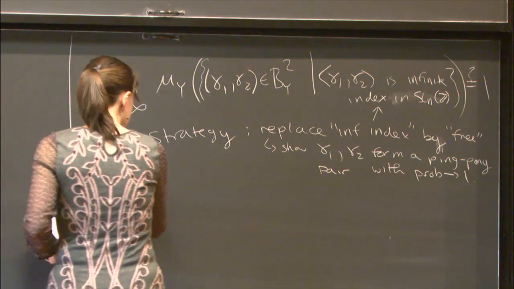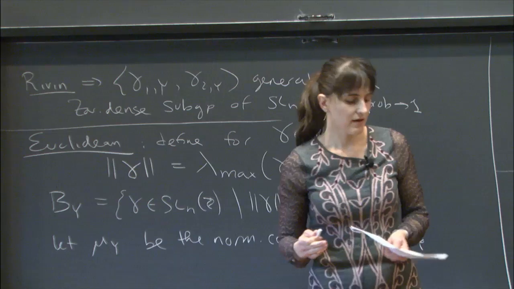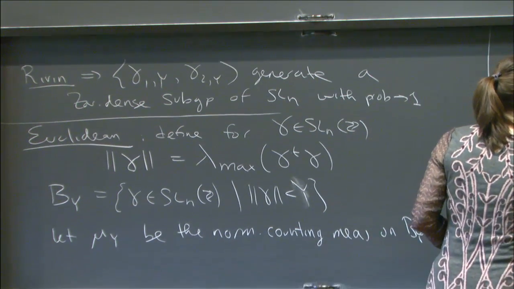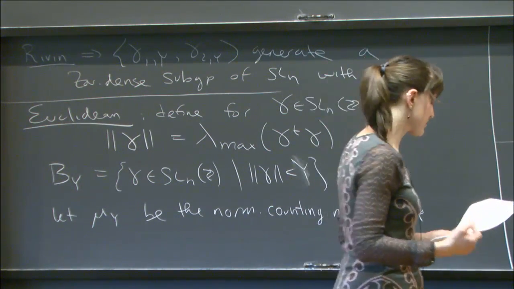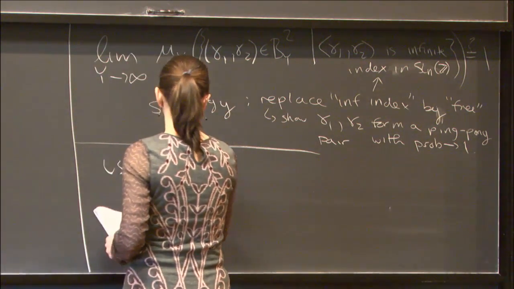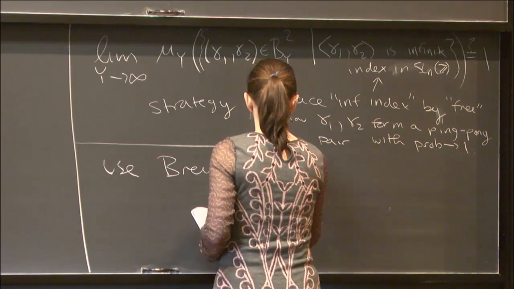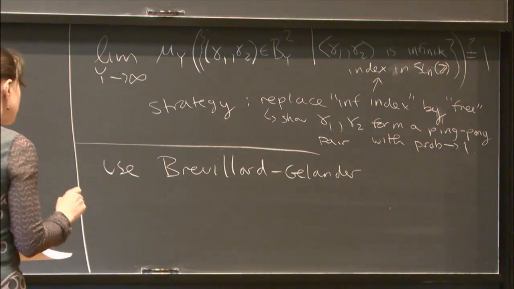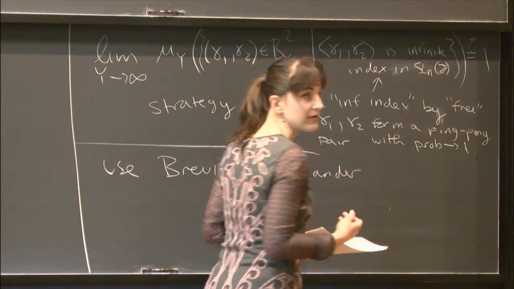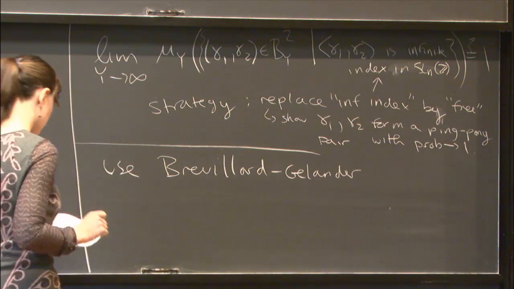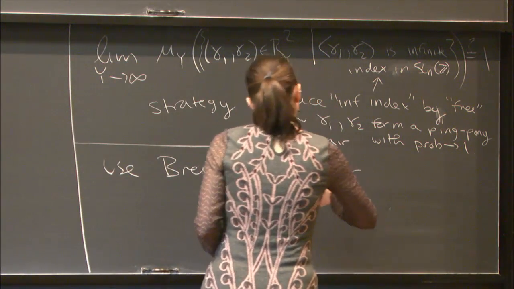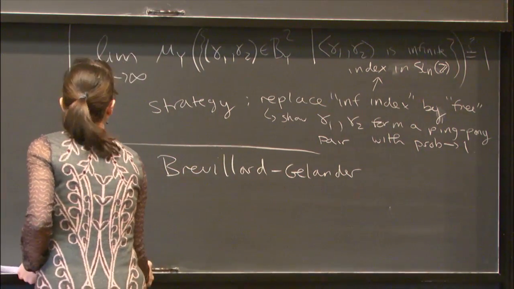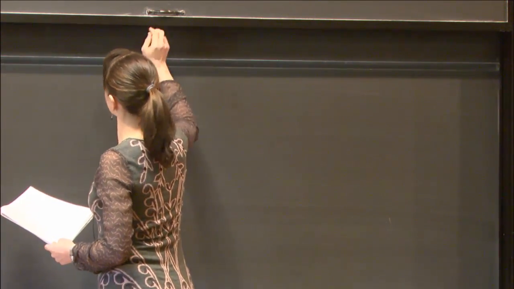So this is exactly the strategy that Aoun has for proving what he proves. And so how do we try to detect whether or not these form a ping pong pair or not? Well, we use a paper of Breuillard and Gelander called Dense Free Subgroups of Lie Groups, which gives a pretty nice criterion for this. I'll say in a moment what it is. So let me, I guess, set up exactly how we're going to try to detect this ping pong.